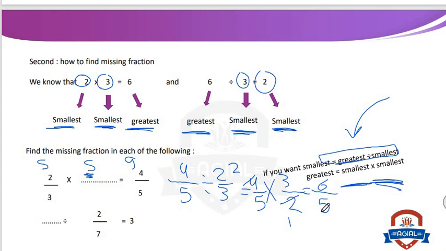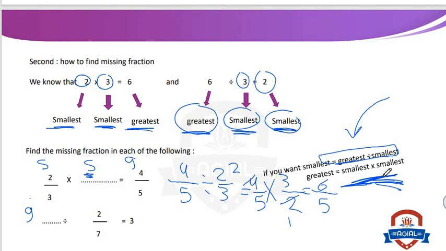Do you understand? Okay. Number 2. What divided by 2 over 7 equals 3? Who can tell me? In here, do we want the greatest or the smallest? Super, greatest. Why? Because in division, the greatest is the first number, divided by the smallest equals the smallest. Okay, we want the greatest. How can we find the greatest? Who remembers? Super, smallest by smallest.